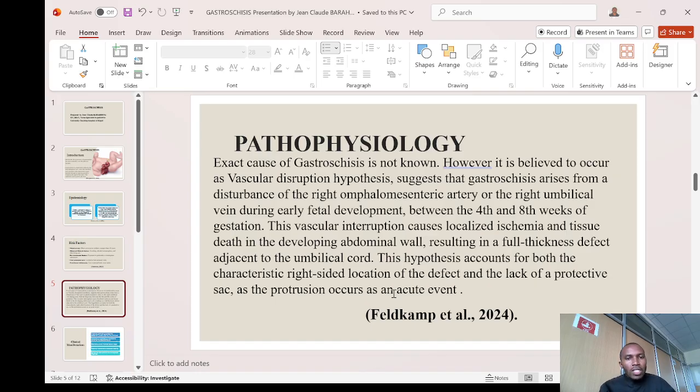So in this vascular disruption hypothesis, there is a disruption in the vascularization of the right side of the abdomen during fetal development, in the early stages of 4 to 8 weeks. This disruption causes ischemia to that region. After ischemia, there is tissue death, and then a hole is created. The baby is born, but the intestine protrudes from that hole which was created during this vascular disruption hypothesis.